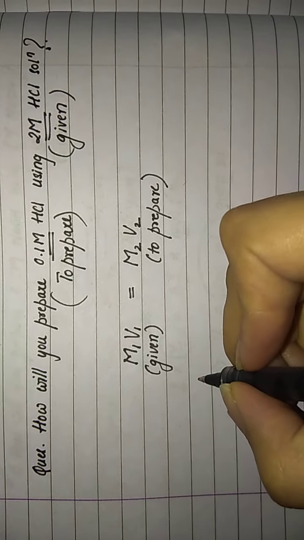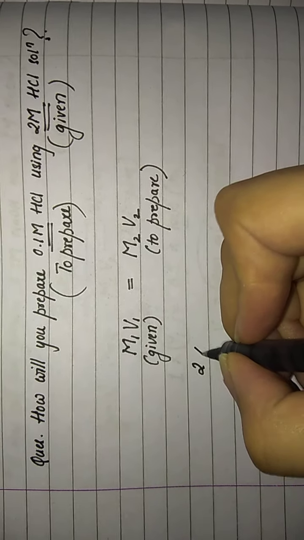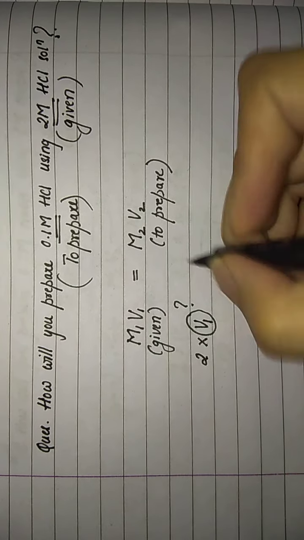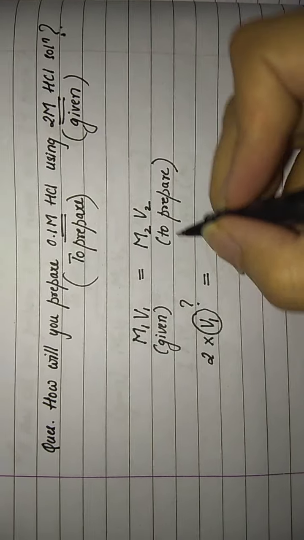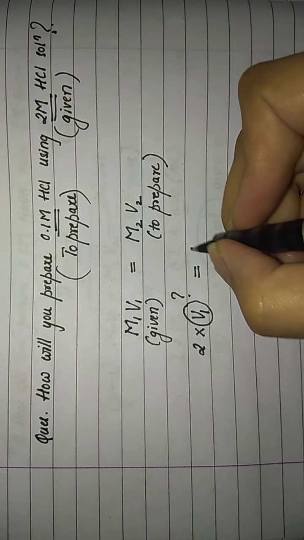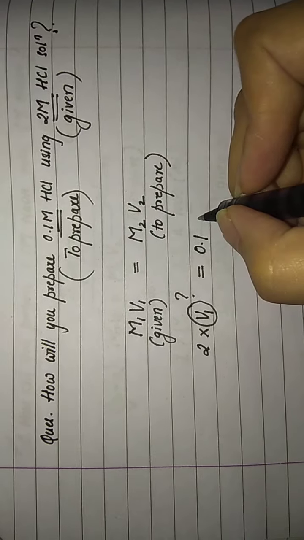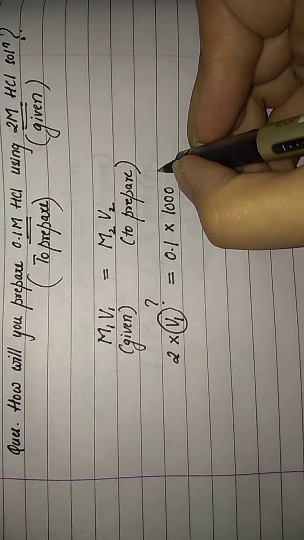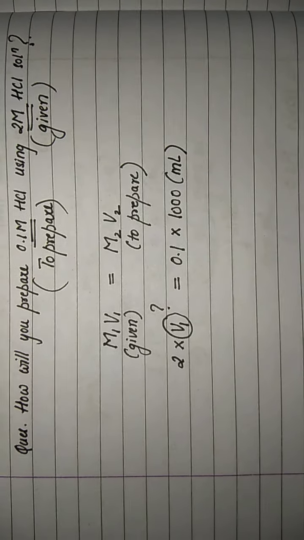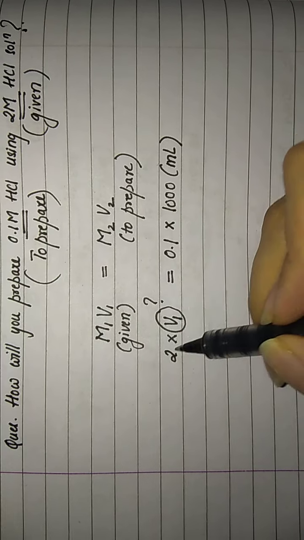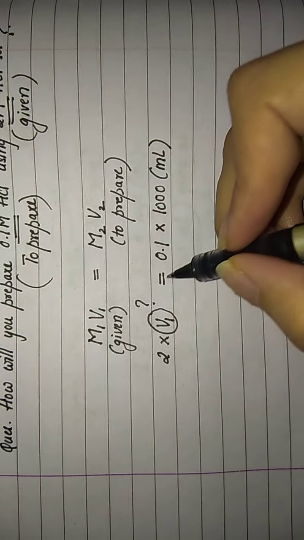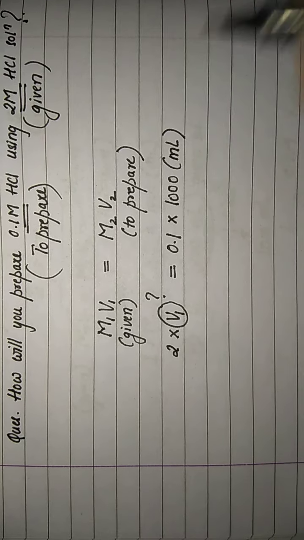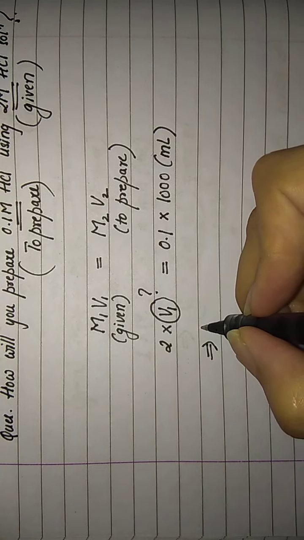So, again, how will I translate it? How much volume of the given solution will I take so as to prepare 0.1 molar solution in 1000 ml. Okay, this is in ml. I am repeating it. How much volume of the given 2 molar solution will I take so as to prepare 0.1 molar in 1000 ml. Okay, so let us calculate V1.